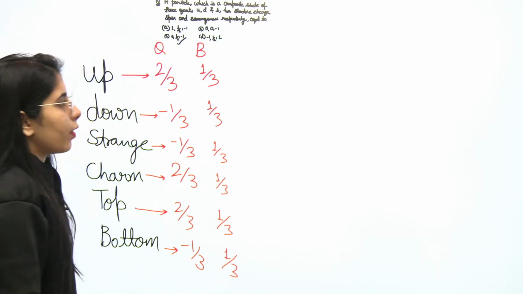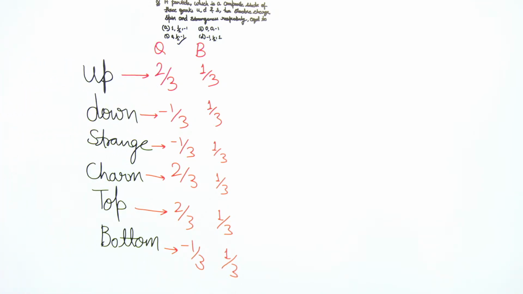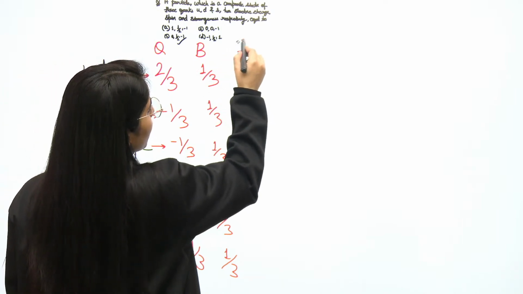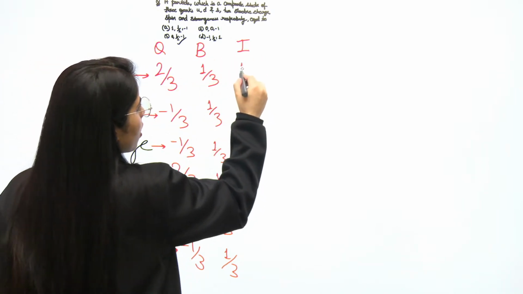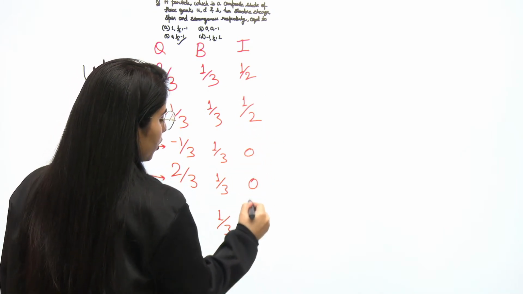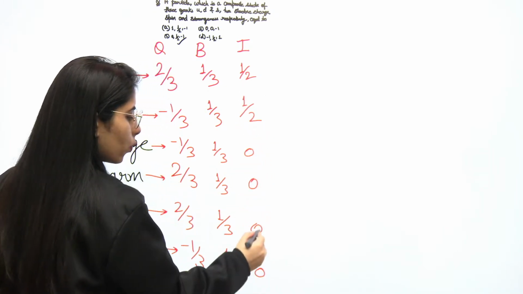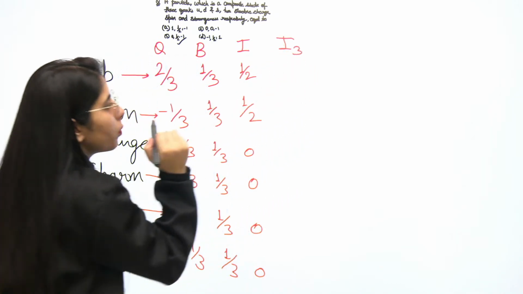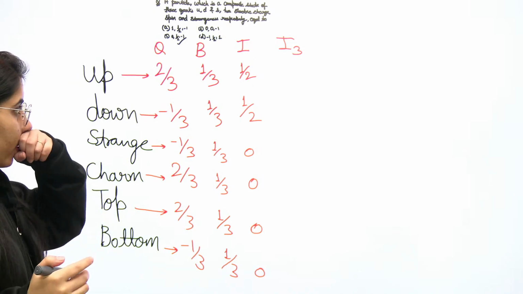Done. If I'm going to talk about the next thing, that's going to be isospin. Only the first two are going to have isospin, that means up and down, which is half, half. That's it. All others are 0, 0, 0, 0, 0. Next one, I3. That is the Z component or third component of isospin.